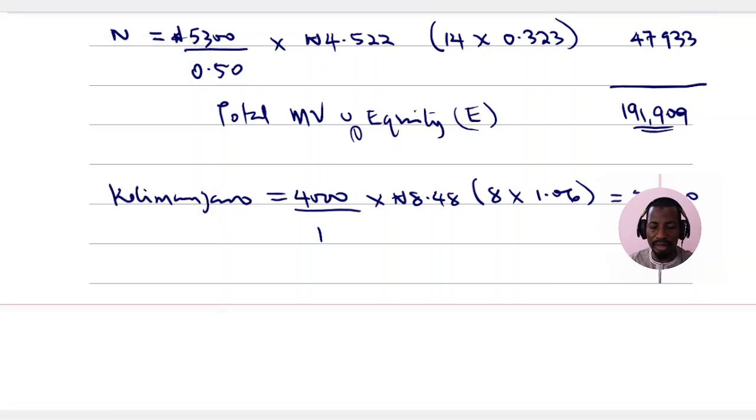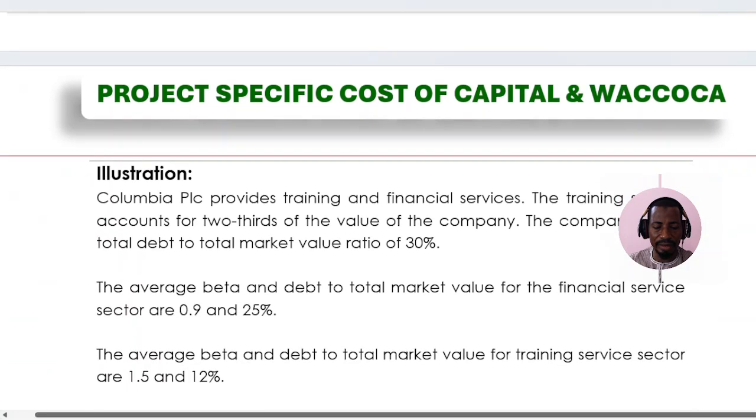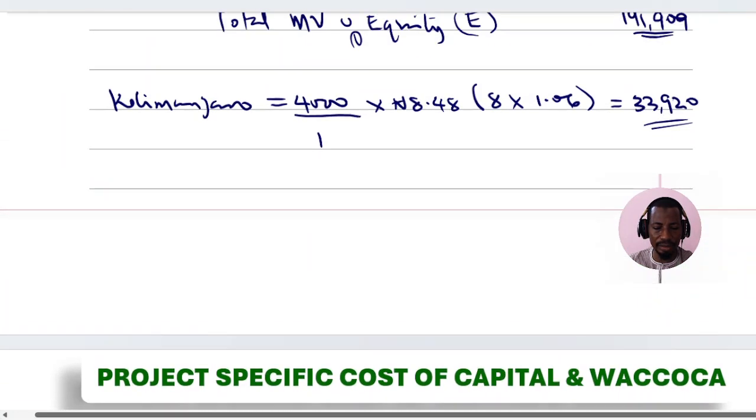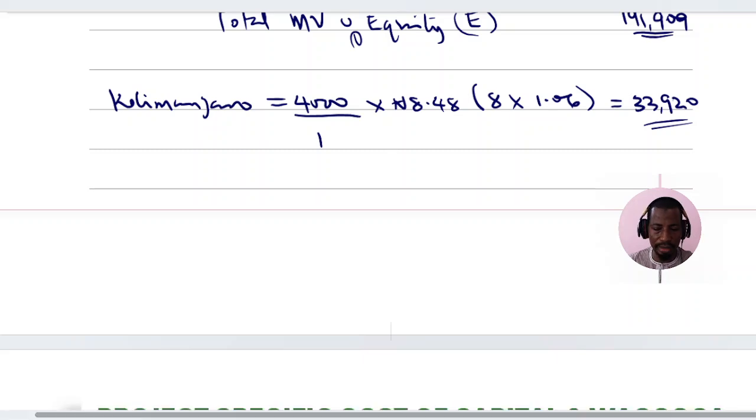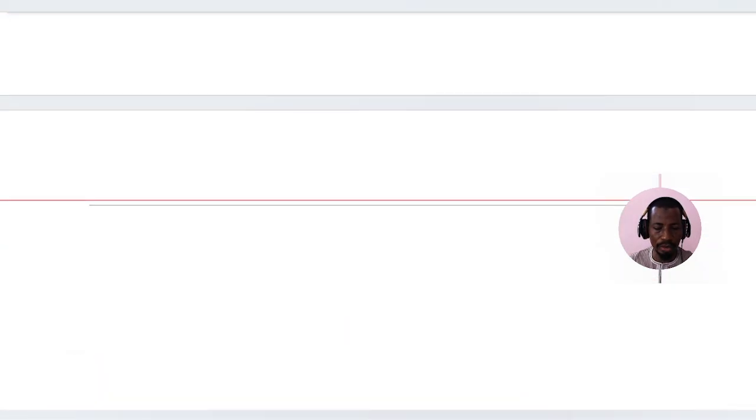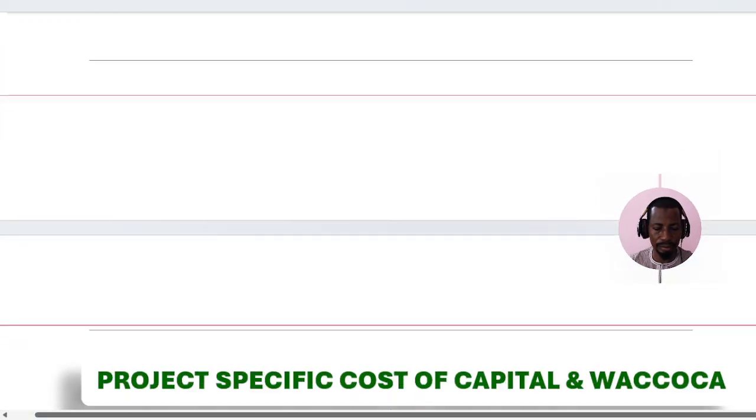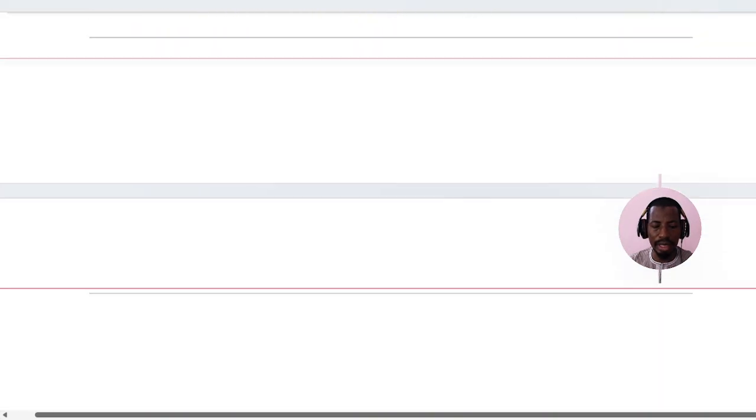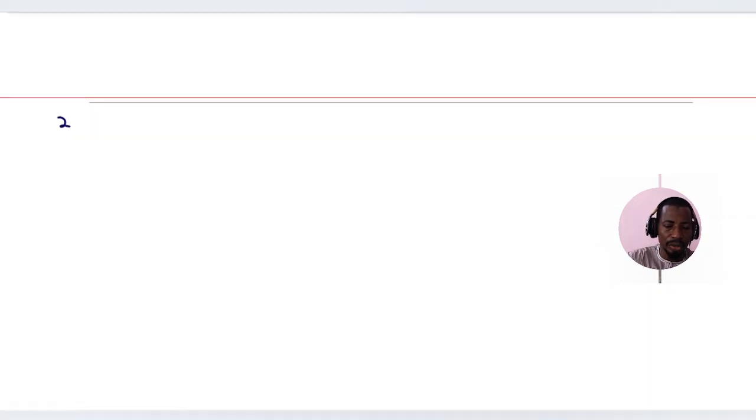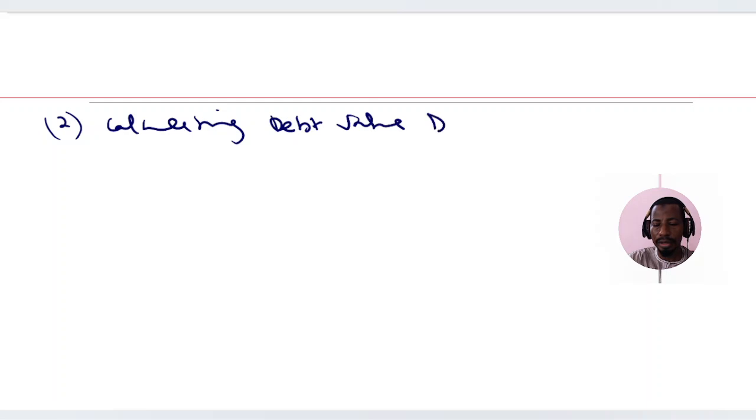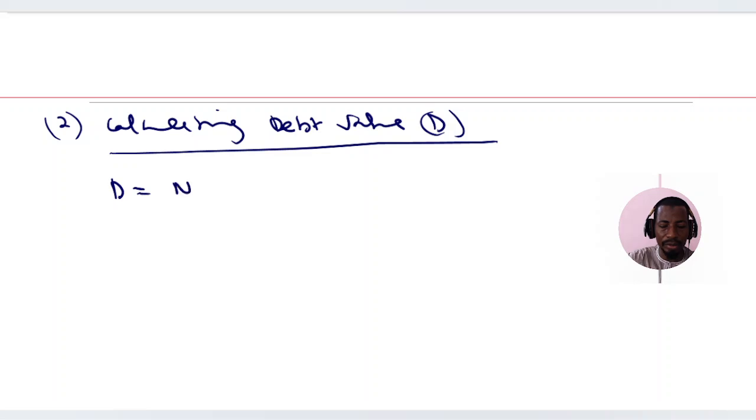All right, so if that is the case, what's the value of the debt? In this case, value of the debt, let me create more space. The debt value. So working number 2, calculating debt value, D. So the debt value will be computed as nominal value.